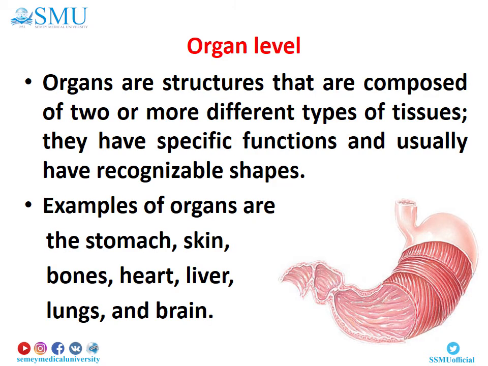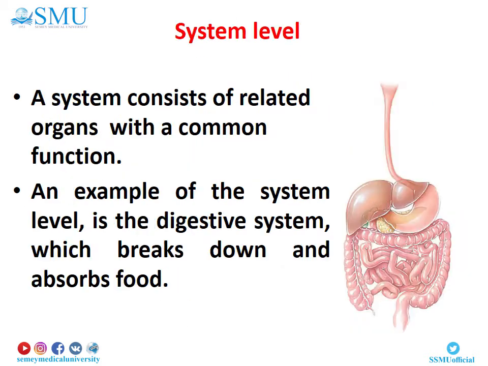Organ level. Organs are structures that are composed of two or more different types of tissues. They have specific functions and usually have recognizable shapes. Examples of organs are the stomach, skin, bones, heart, liver, lungs, and brain. In this slide, as example is given stomach.